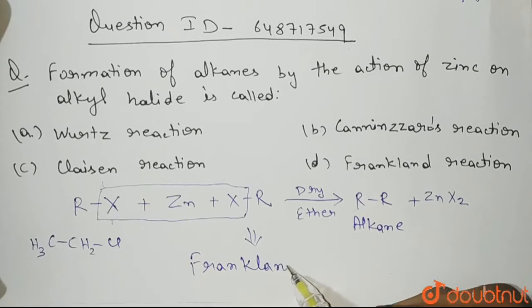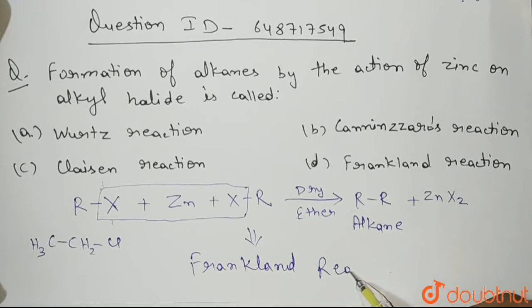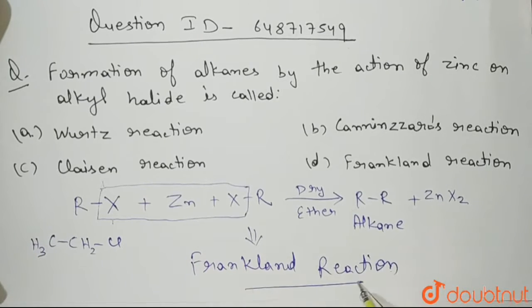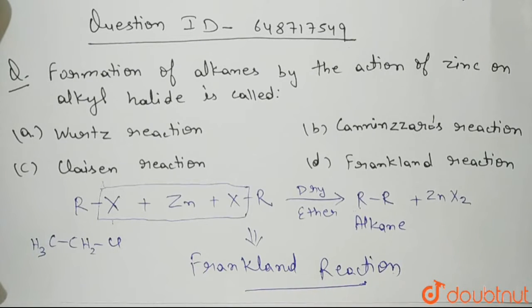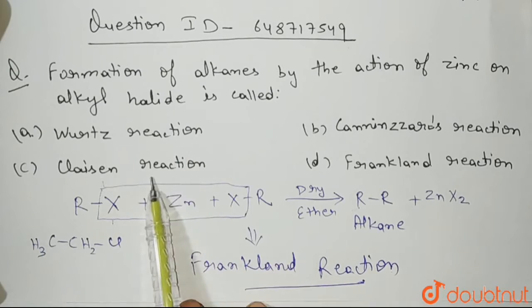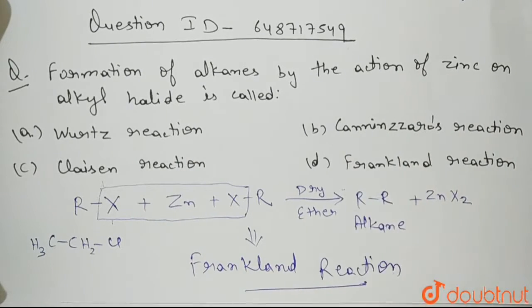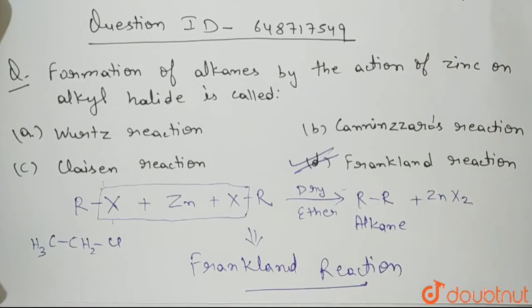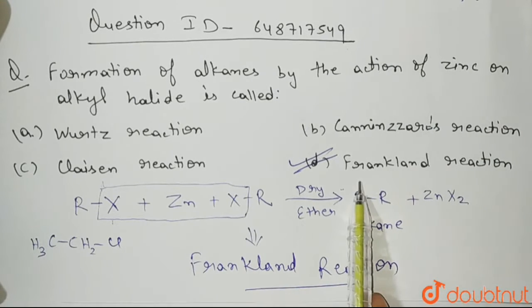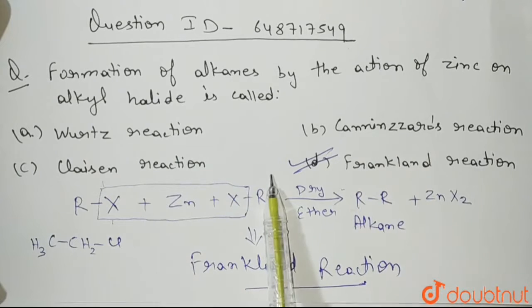This reaction is known as what? Franklin reaction. If you see in the options, Wurtz reaction, no. Claisen, no. Cannizzaro, no. Franklin, yes. So option D is the correct answer for this. That is Franklin reaction. But now let's see what the other reactions are.